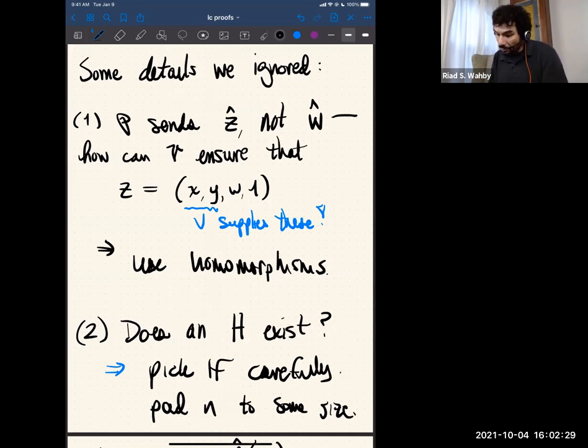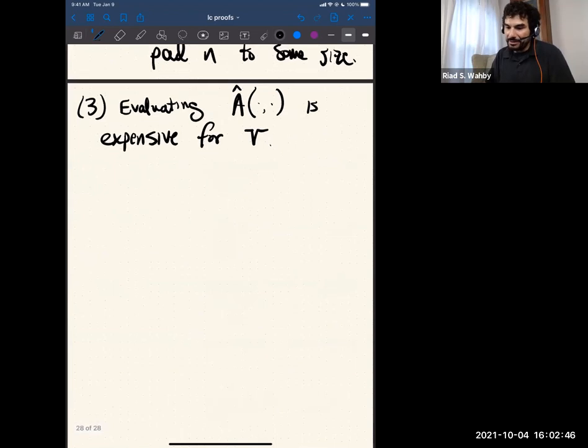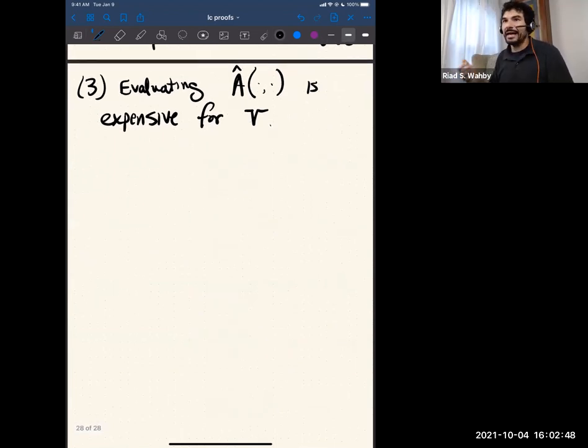And so then what we can do is we can simply pad up n to say 2 to the 30 and we're done. So we can sort of engineer our field so that we can be sure that such an h exists. And the final and maybe the biggest thing that I swept under the rug is that evaluating A hat and B hat and C hat is expensive for the verifier. So how do we handle this?